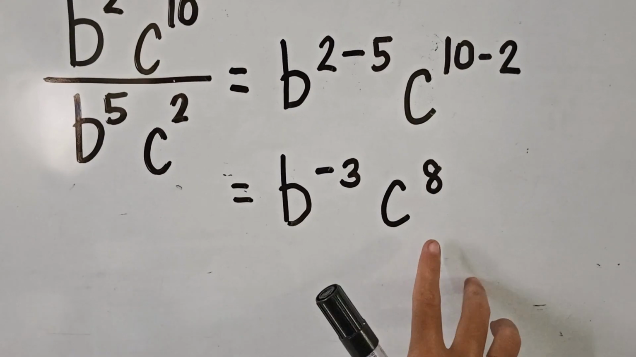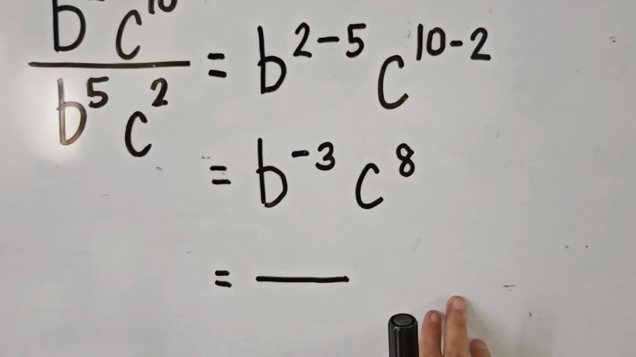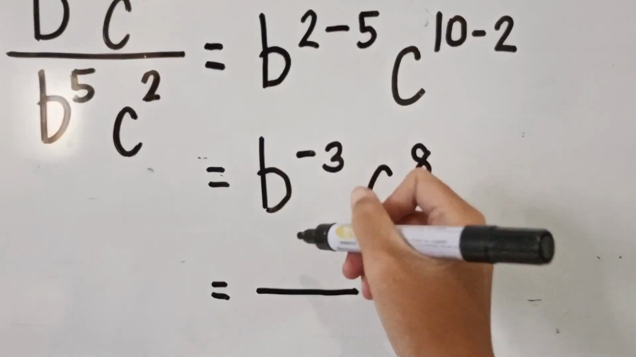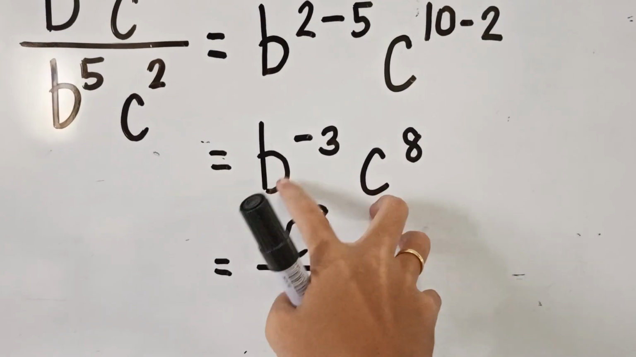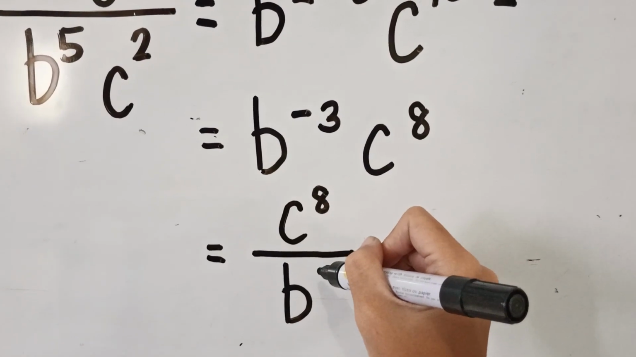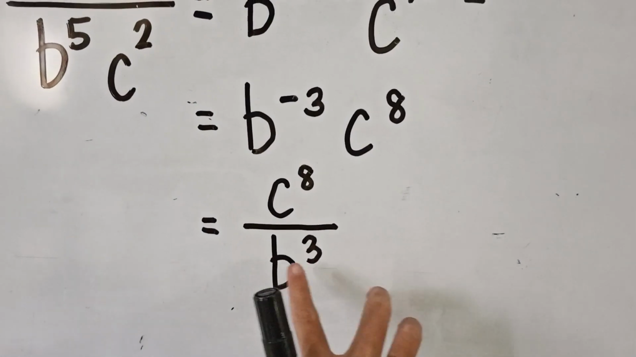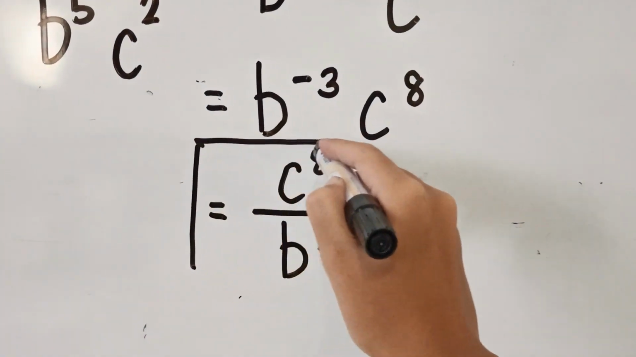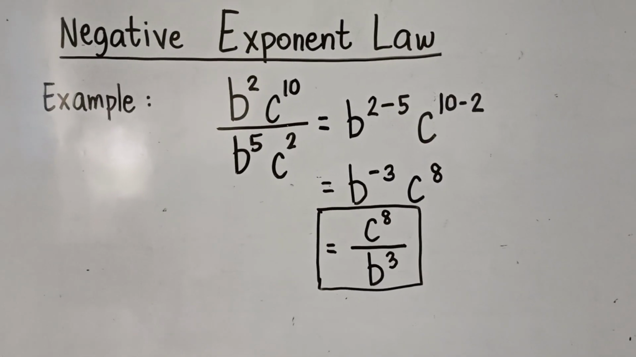So if we have a situation like this, all we need to do is to write the term that has a positive exponent at the numerator part. So c raised to the power of 8 will be written at the top, since it is a term that has a positive exponent, and b raised to the power of -3 will be placed at the lower part so that we can eliminate the negative. Okay, so the final answer that we have here is c raised to the power of 8 over b cubed. That's how we do negative exponent law.